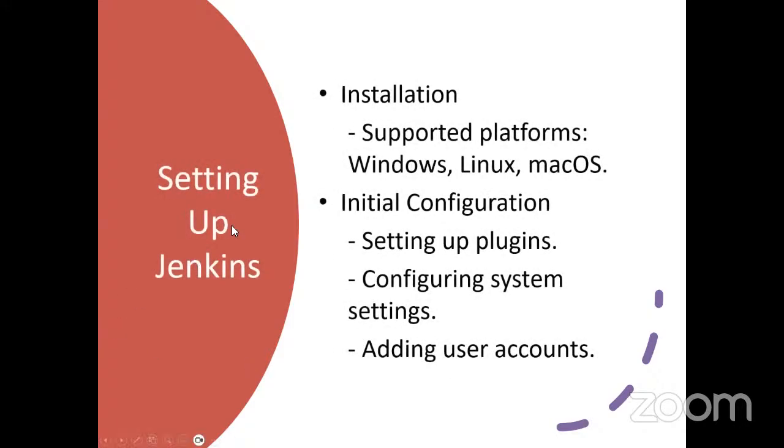Setting up Jenkins is very easy. You just have to go to the official website of Jenkins, and then you can install it. The supported platforms are Windows, Linux, and Mac OS. So you can install it on any operating system. Jenkins is available for all. You can install it on a Windows server, a Linux server, or a Mac OS machine. You can do the download, the installation, and the initial configurations.